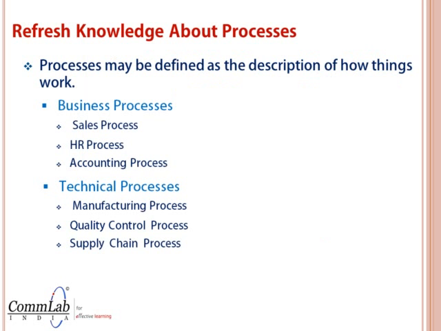Before we get into the technicalities, let's refresh our knowledge about processes. Processes may be defined as the description of how things work. They can be classified into two: business processes and technical processes. Business processes include sales process, HR process, and accounting process. Technical processes could be any manufacturing process, quality control process, or supply chain process.